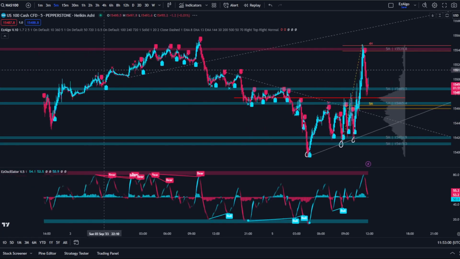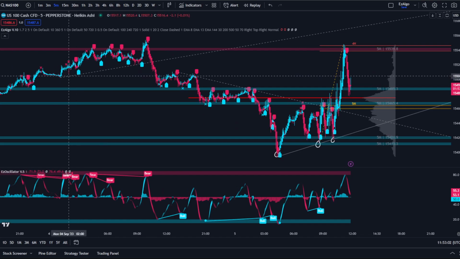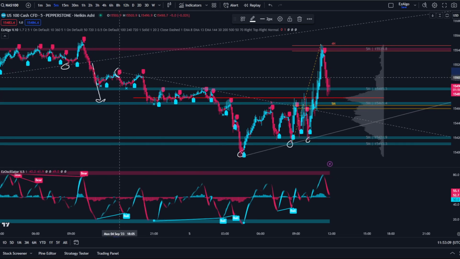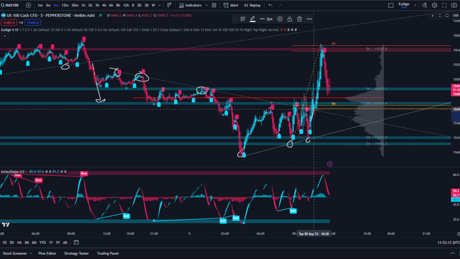You can see we had a previously broken trend line right here, right? 1 touch, 2 touches. We get that EzAlgo sell signal, breaks the trend line, price goes down. Again, we formed another trend line, 1 touch, 2 touch, 3 touch, and then we had actually broken out of this trend and price went up.